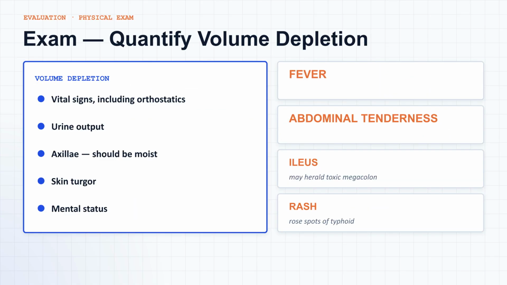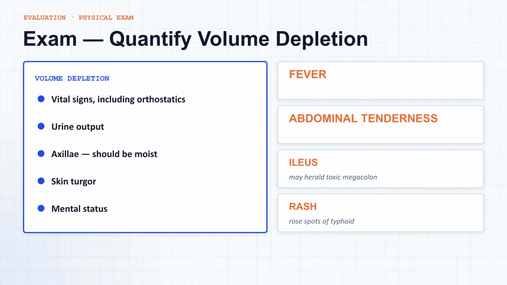The exam has 1 main job: quantify volume depletion. Look at the vital signs, including orthostatics. Ask about urine output. Feel the axillae, they should be moist. Check skin turgor. And assess mental status. A confused elderly patient with diarrhea is volume depleted until proven otherwise.